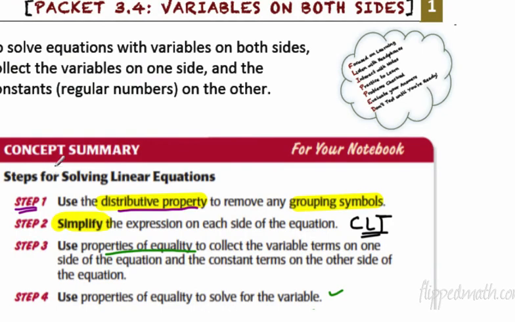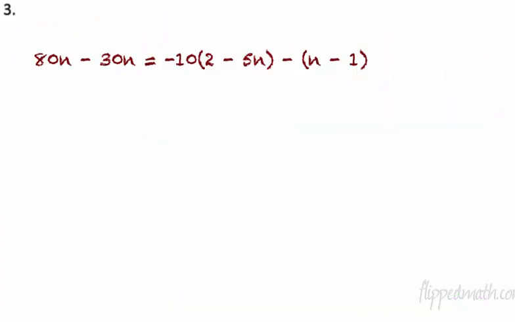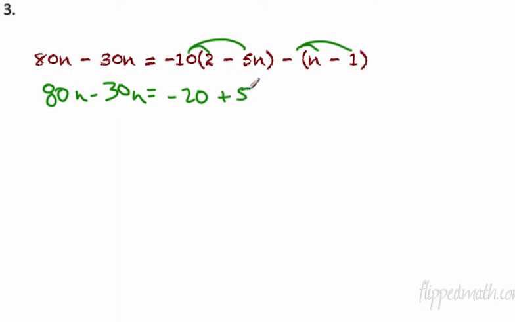We're going to go back to the steps that I gave you. All right, the first step is use the distributive property to remove any grouping symbols. So as I look at this distributive property, I can distribute here and I can distribute here. All right, so on the left-hand side, I'm not going to do anything right now. I know some of you are like, just subtract. Yeah, we can. But I'm going to look at the distributive property. That's the step we're going to take. I'm going to get negative 10 times 2. That's negative 20. And then negative 10 times a negative 5n, that's a positive 50n.